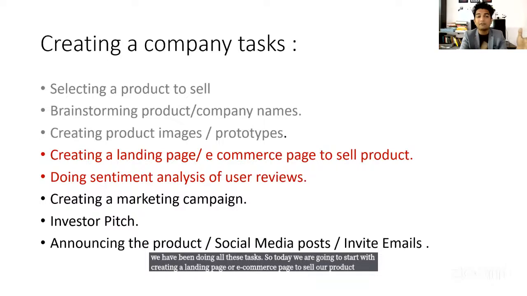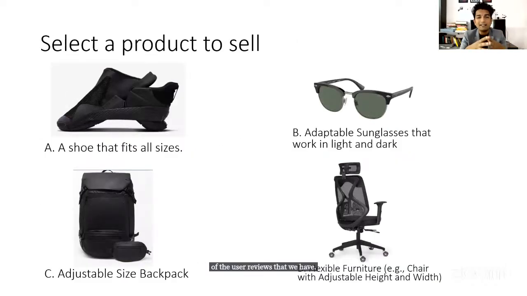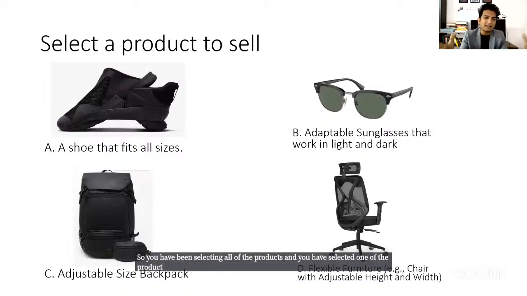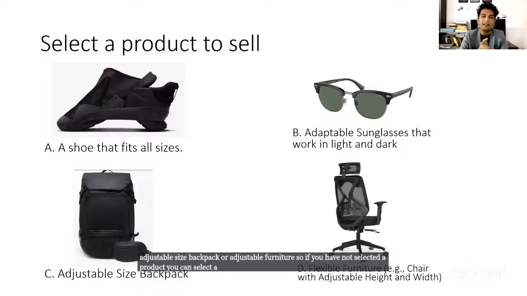And then later on in the second half of our masterclass, we will be doing sentiment analysis of the user reviews that we have. So you have been selecting all of the products, and you have selected one of the products that you are excited about. A shoe that fits all sizes, adaptable sunglasses that can work in light and dark, an adjustable size backpack, or adjustable furniture. So if you have not selected a product, you can select a product right now, and then we will build upon our product's website with prompt engineering, and we will learn advanced prompt techniques along the way.